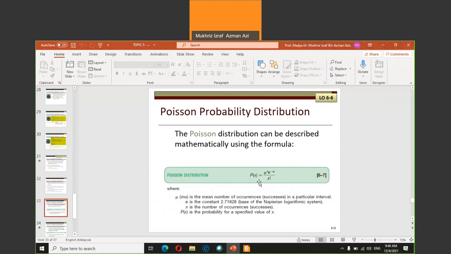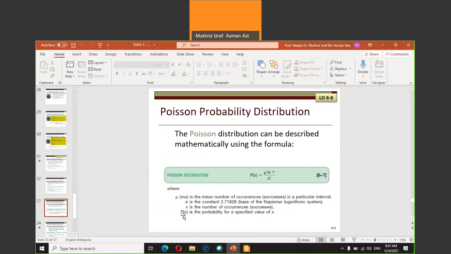E is just the exponent value in the formula, and X is the number of occurrences whose probability we want to calculate. What is the probability of X equals 2, just like when you calculate in binomial? What is the probability of X equals 3, X more than 3, X less than 3?